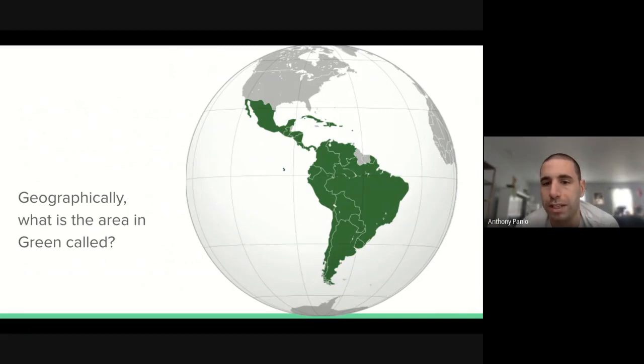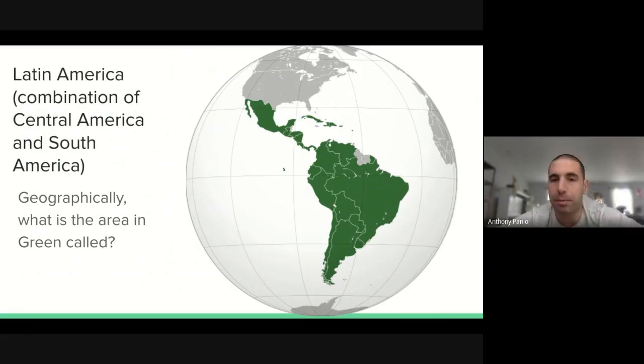So what is this area in green called? What is the combination of Central America and South America? What is that combination called? Well, we call that Latin America. So Latin America is the combination of Central America and South America.